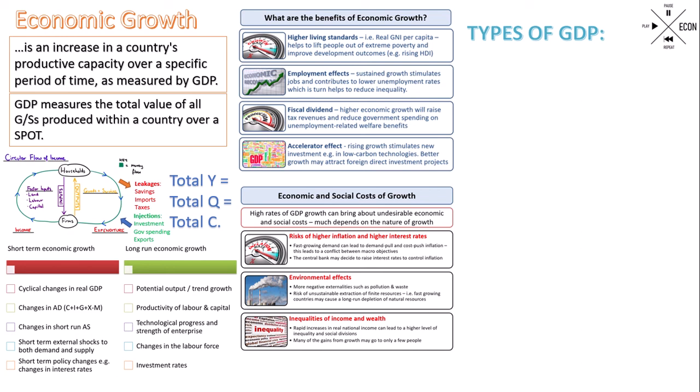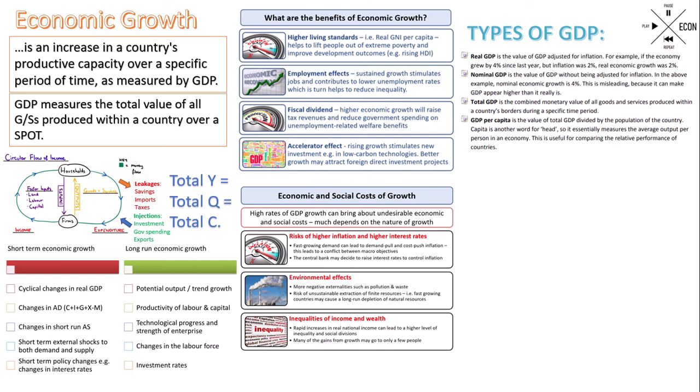There are a few types of GDP, so if you have a think possibly about real GDP, nominal GDP and GDP per capita, have a go at defining them. So real GDP is GDP adjusted for inflation. Nominal is just the value as is of GDP. And GDP per capita is total GDP divided by the population.